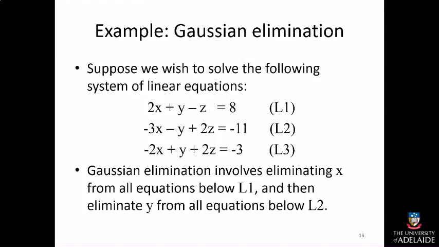So suppose we wish to solve the following system of linear equations. These are all linear equations. How do we know? Because none of these variables have a power greater than 1, right? We don't have anything like x squared plus y squared, or a quadratic equation here. So everything is linear here.